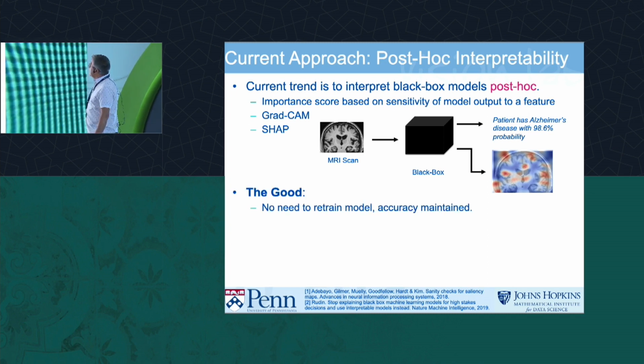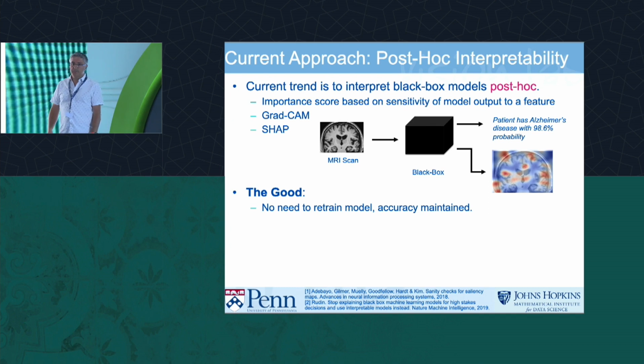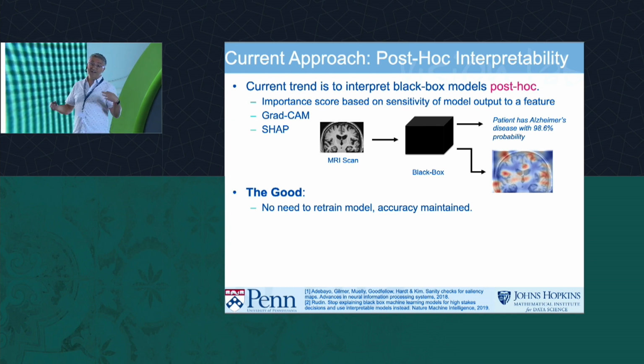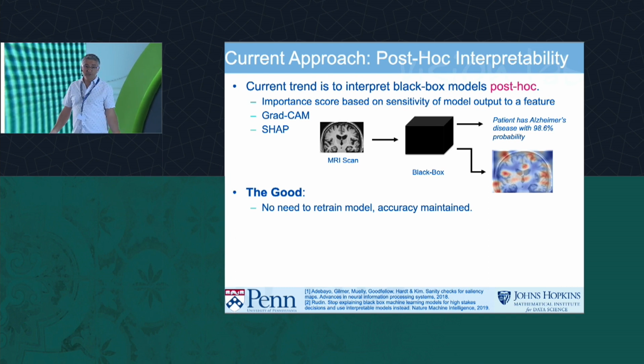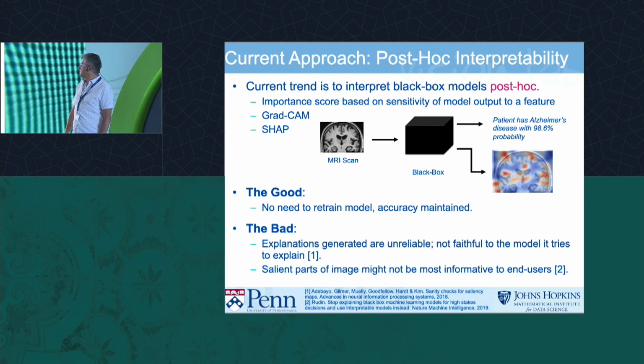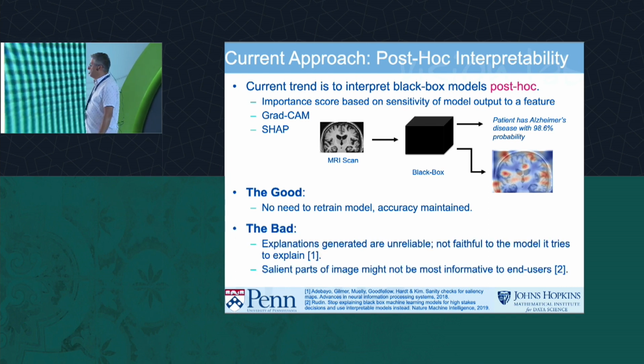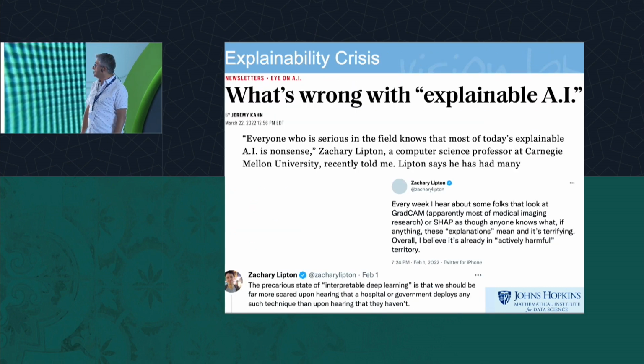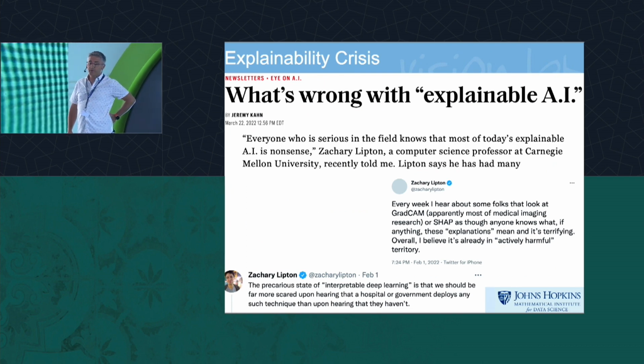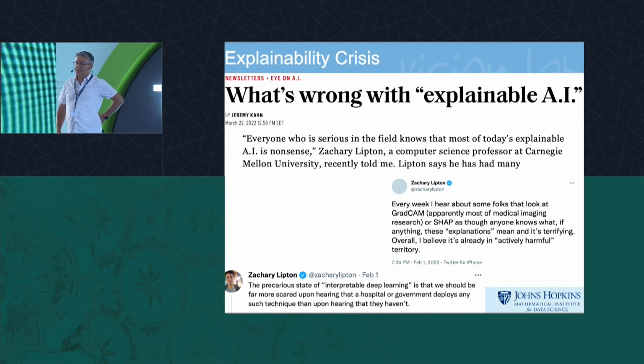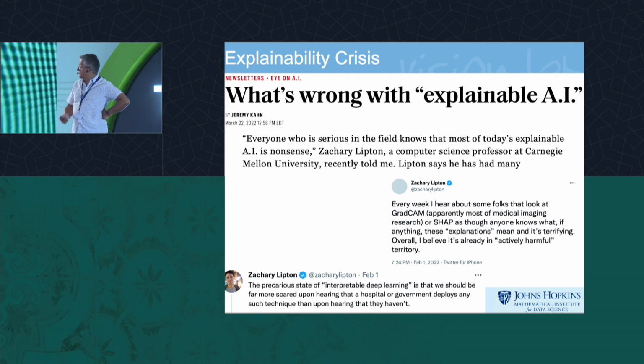So the good thing of doing this post hoc analysis is that I have a high performing network. I know it works very well. I don't need to retrain it in order to produce an explanation. But these explanations might be really bad, and it's not clear why they are true explanations. Many people are extremely concerned about this. Here are some quotes from Zachary Lipton, who is really worried about the state of the art in explainability of deep learning.